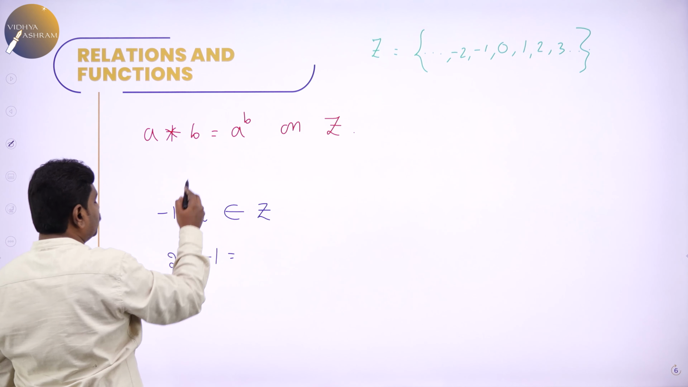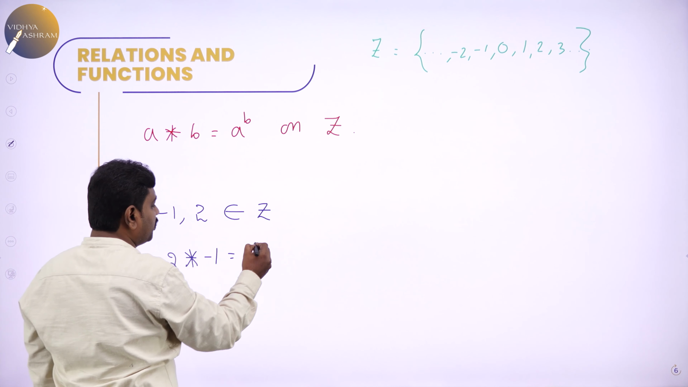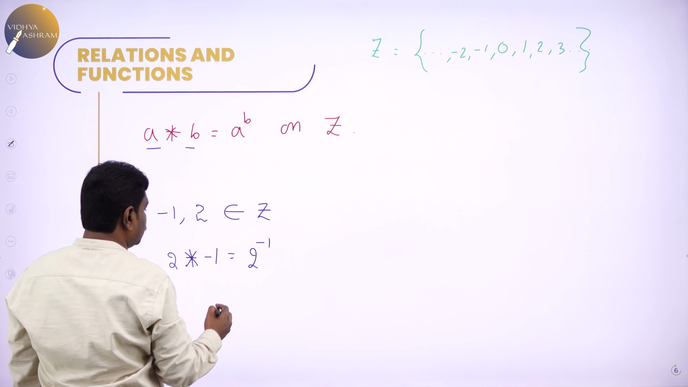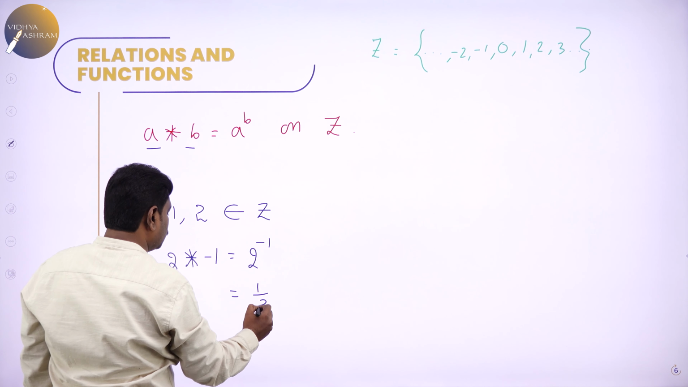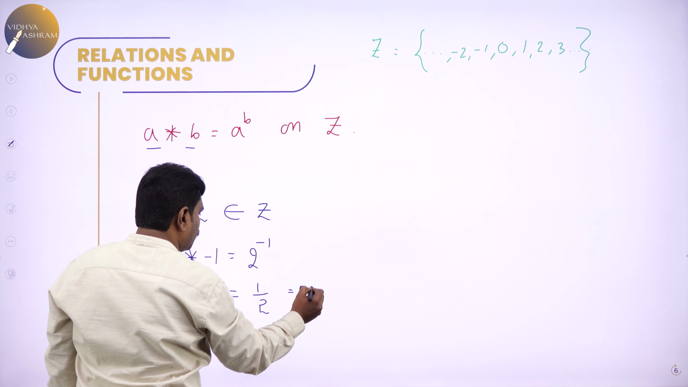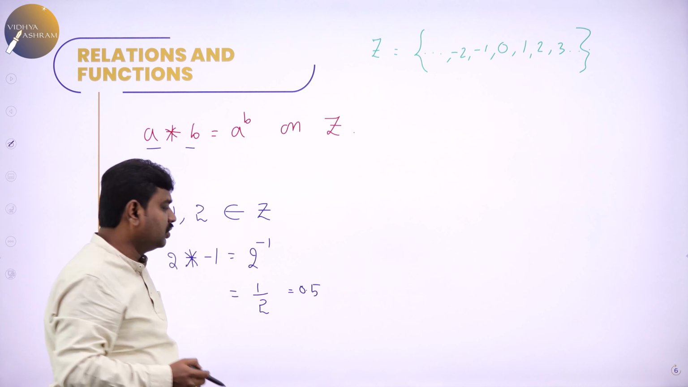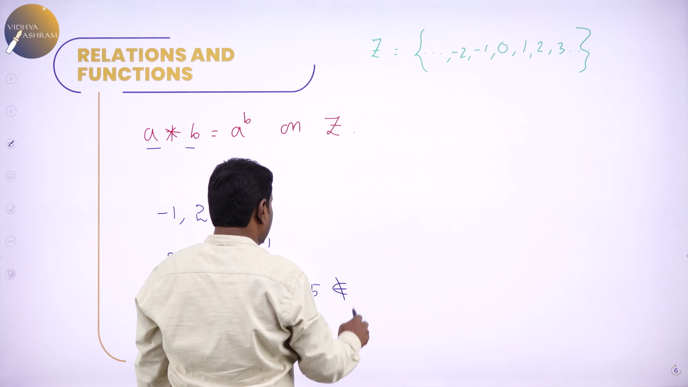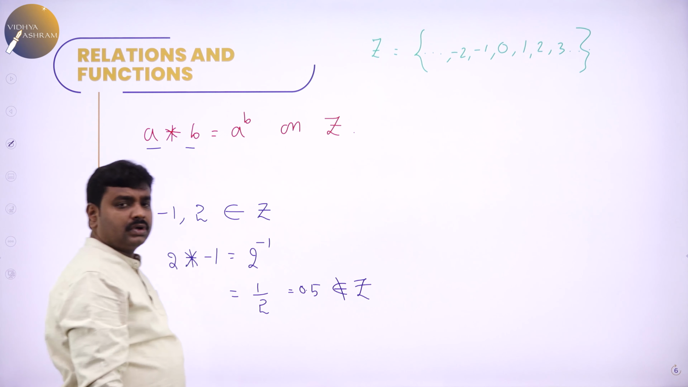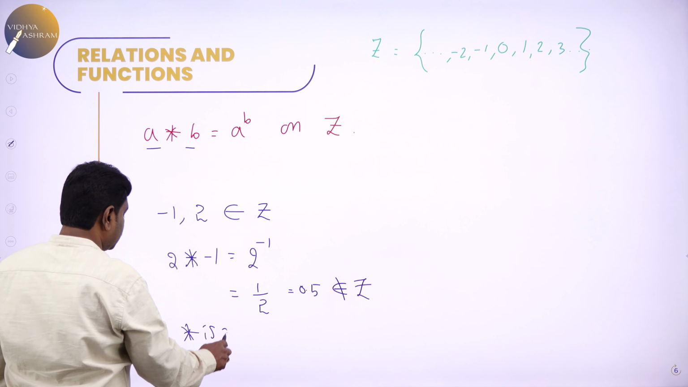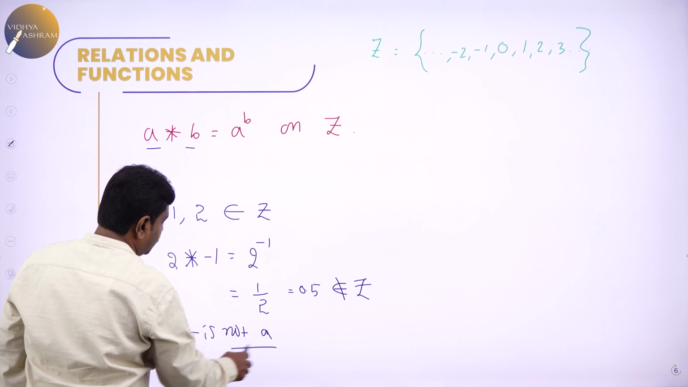What is 2 star -1? If I do 2 star -1, it will become 2 power -1. First element star second is first power second. 2 star -1 is 2 power -1. What is 2 power -1? 1 by 2. What is 1 by 2? 0.5. Is 0.5 an integer? Decimals are not integers. So it is a rational number, and it does not belong to Z. 1 by 2 does not belong to Z. Therefore, star is not a binary operation, not a BO.